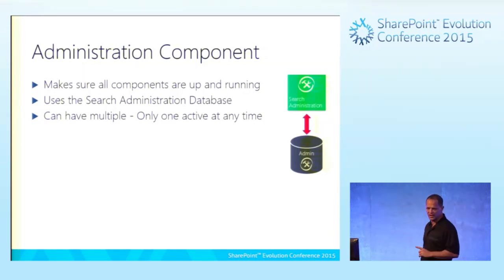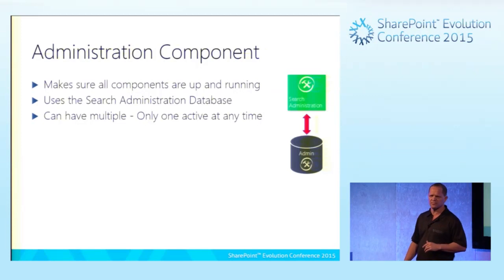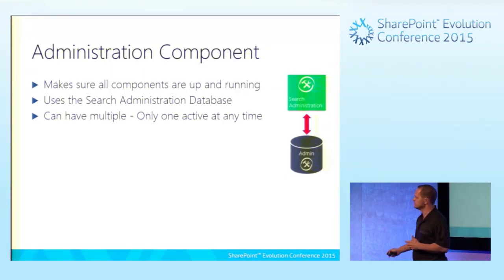We still had a single point of failure because we only had one administration component. Now you can have, if I'm not mistaken, up to 6. We'll see it later in the slide, or I've got it in the notes there. But only one will be active at any point in time. So if it fails, another one will then obviously take over.